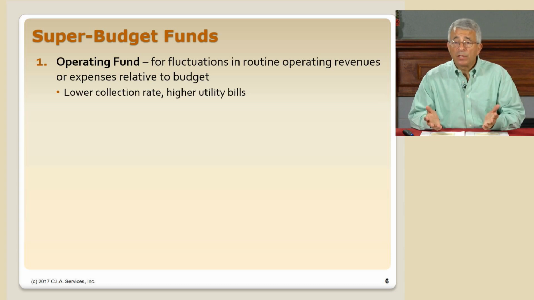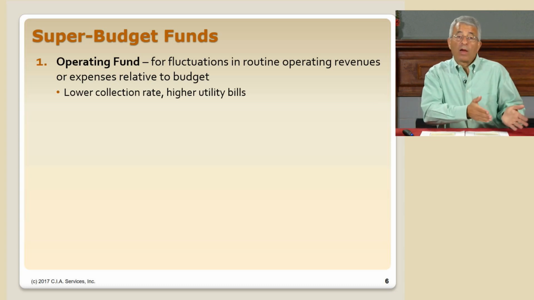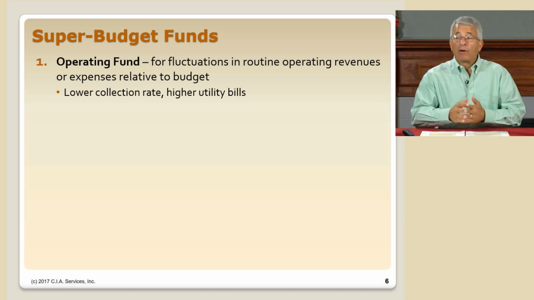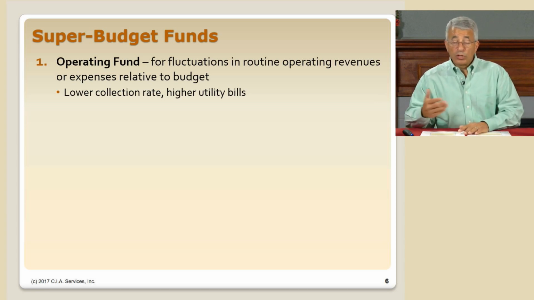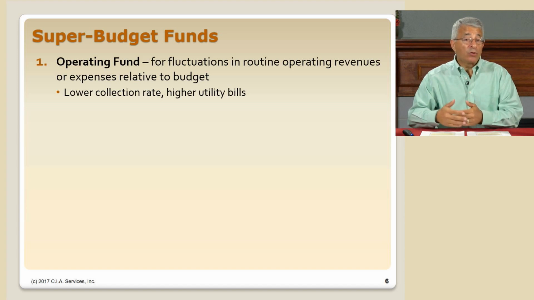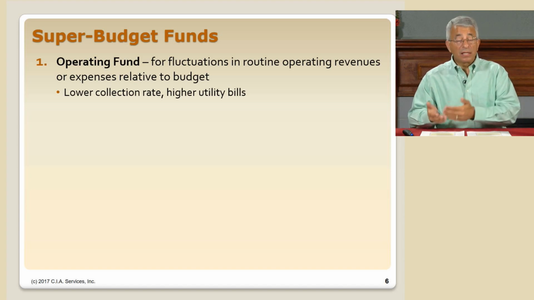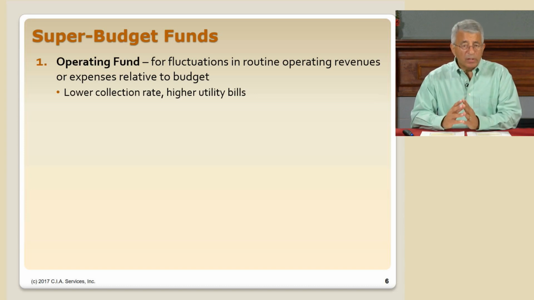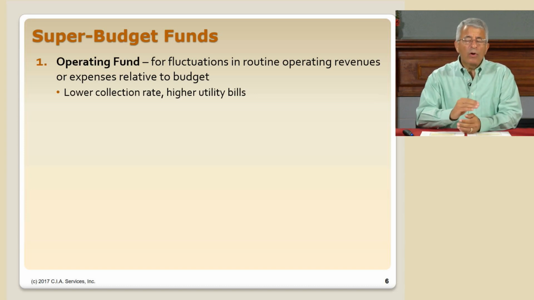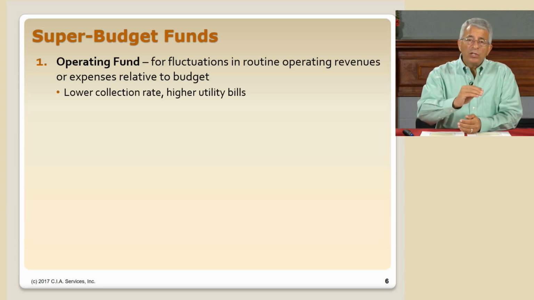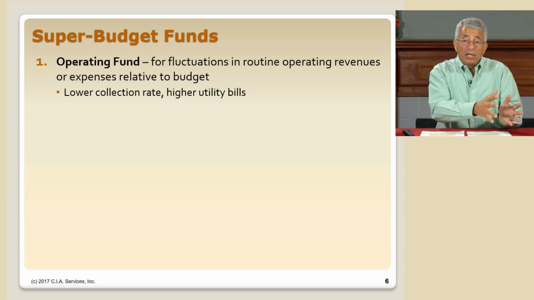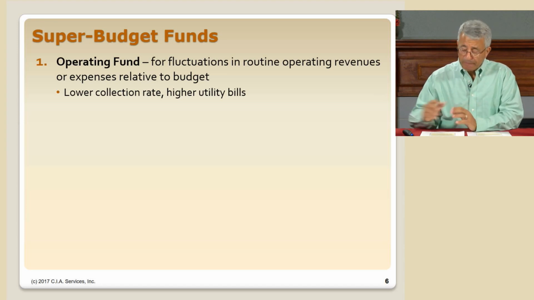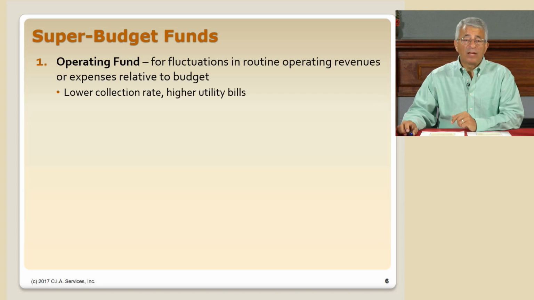Or we may have higher utility bills this year versus what we budgeted, which means our funds are down. Likewise, it could go in the opposite direction. Our collection rate went from 98 to 99%. Our projections on a grounds maintenance contract increase didn't materialize and they kept the same rate. So in either case, the purpose of the operating fund is to take care of those fluctuations between what we budgeted and reality and allow us to absorb those fluctuations. That's the first fund, the operating fund.